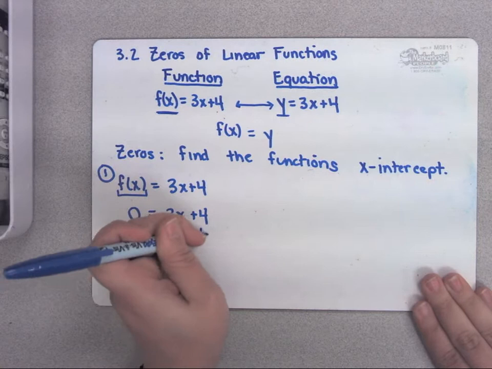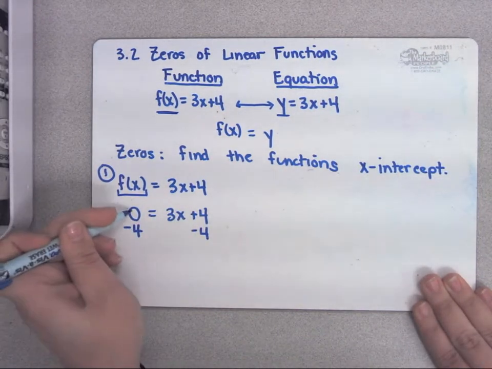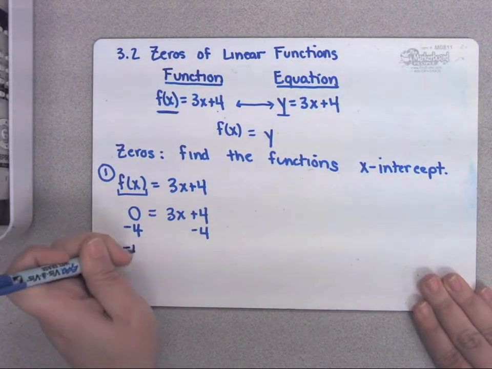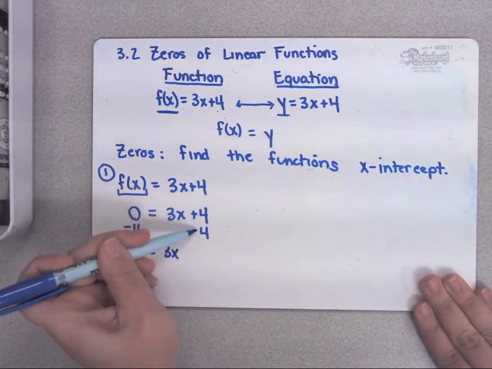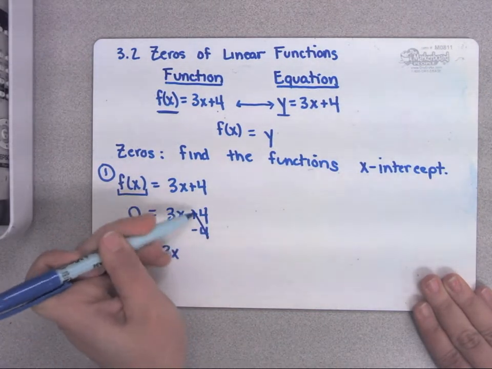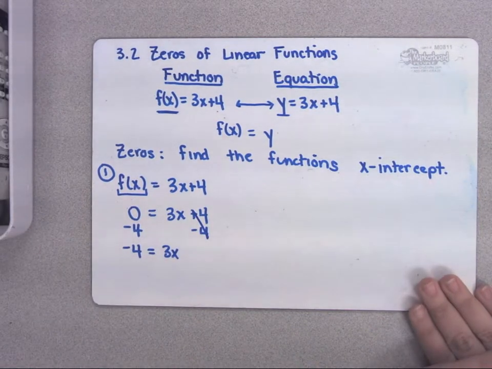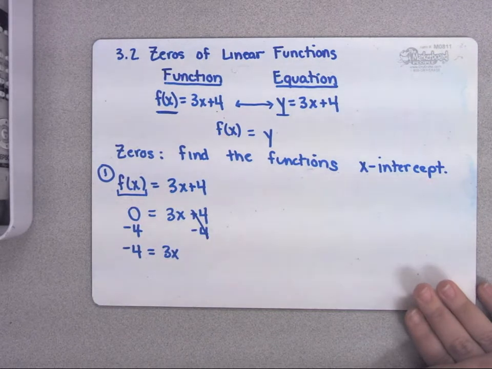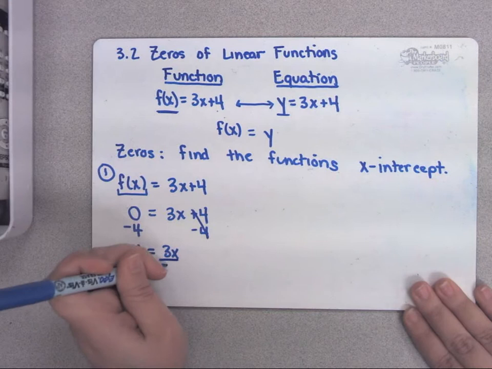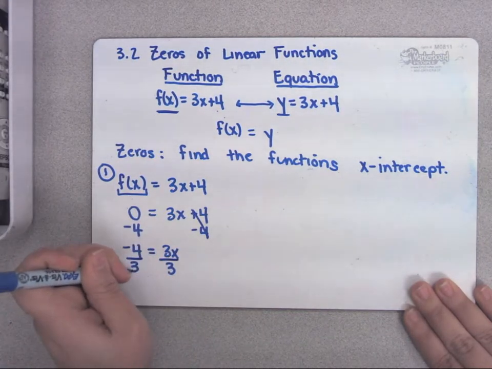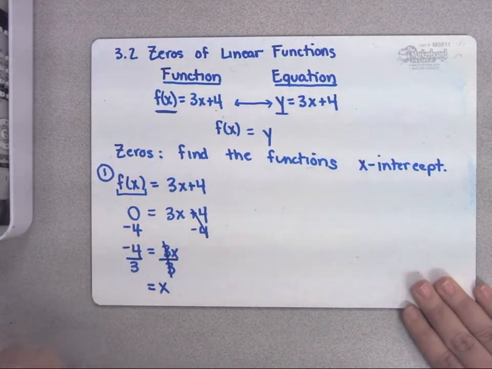Yep, basic solving skills. We're going to subtract 4 from both sides. So what is 0 minus 4? Negative 4 equals, I have a 3x. What happens with these 4s? They cancel out, right? Okay, so then I'm just left with negative 4 equals 3x. Is x alone yet? How do I get rid of 3 times x, Jesse? Yep, divide both sides by 3. So now I'm going to write x equals, because these 3's cancel out, so x is left over.